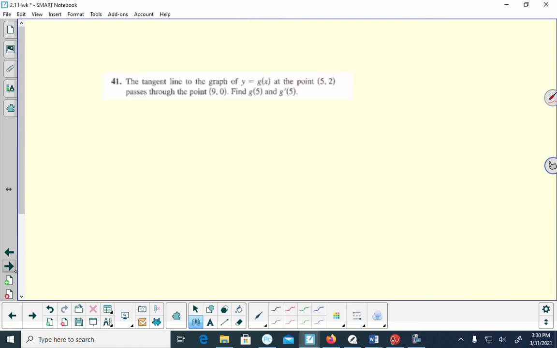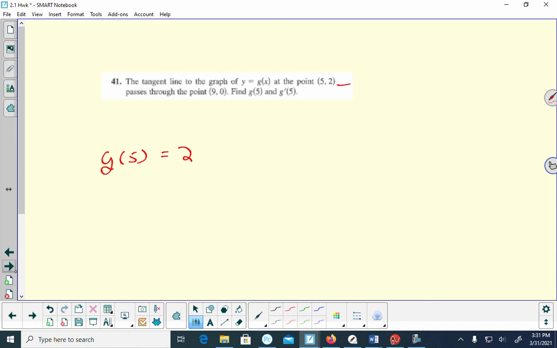All right, 41. The tangent line of the graph of g of x at the point 5, 2 passes through the point 9, 0. Okay. Find g of 5. Well, g of 5, they give it to me. That's 2. That's easy. And then I want to find the derivative at 5.